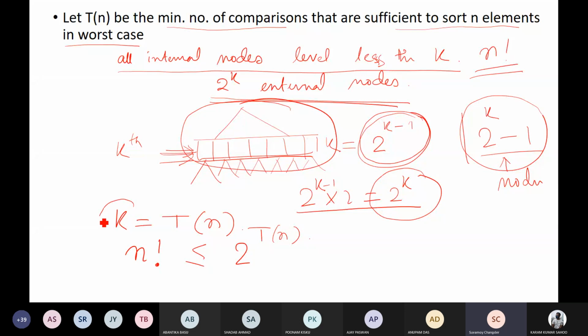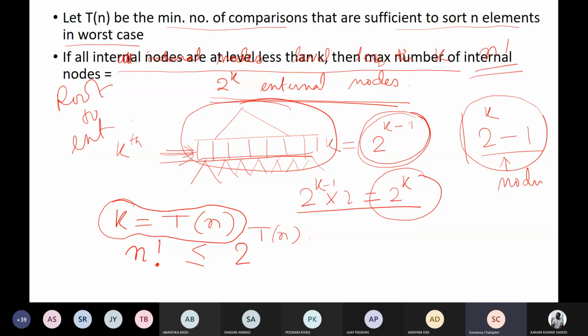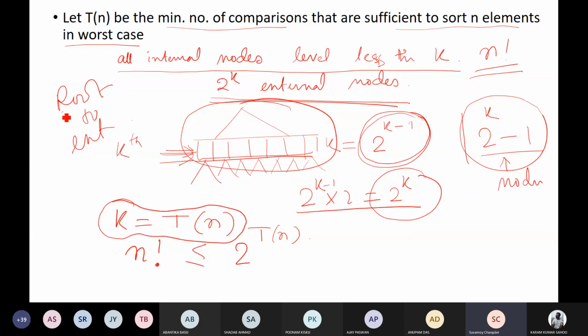Think about it, k is the level, meaning to reach from root to external node. Now if k equals this, and this Tn is representing the minimum number of comparisons that are sufficient to sort in the worst case, therefore we can write k equals to Tn, and total number of nodes, factorial n external nodes, must be less than or equal to 2 to the power T of n. Okay.